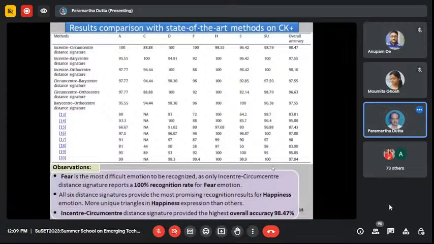So to put it linguistically, the observations indicate that fear is the most difficult emotion to recognize. Very interesting. I am not very confident to justify why fear is the most difficult emotion.